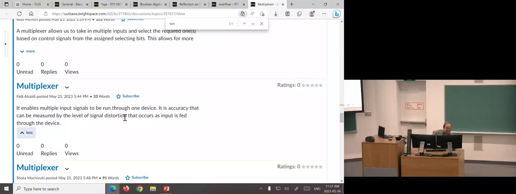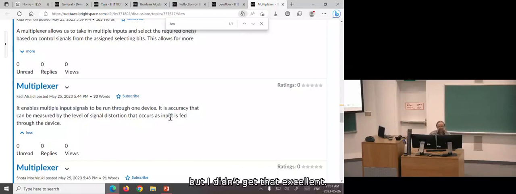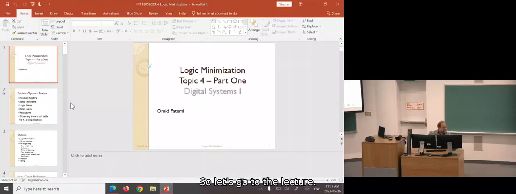Actually, this sentence has the same meaning as the first sentence. It means we have many inputs and we have one output. Okay, but its accuracy and signal distortion, what are they? I don't understand. Do you have any idea? Any comment? I didn't get it. Okay, but the important point is the multiple input signals, but I didn't get the next one. Okay, very good. So let's go to the lecture.